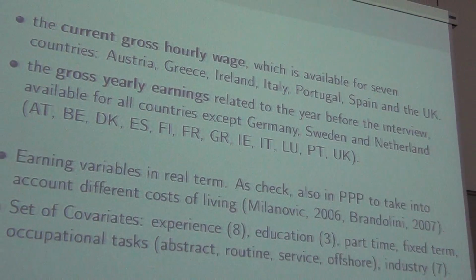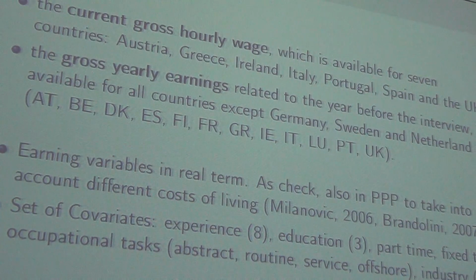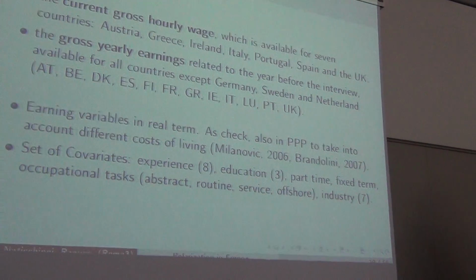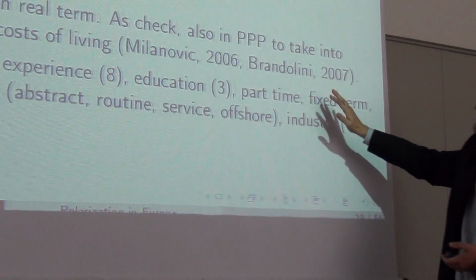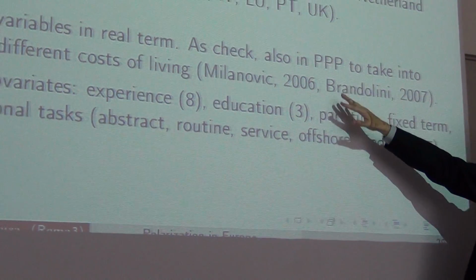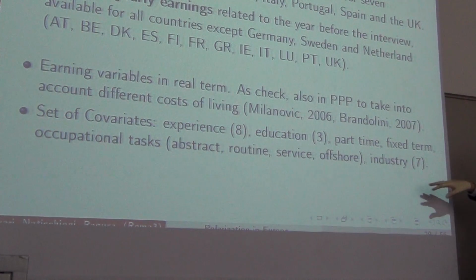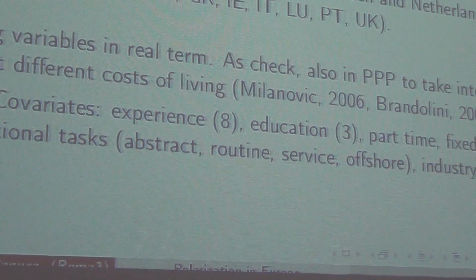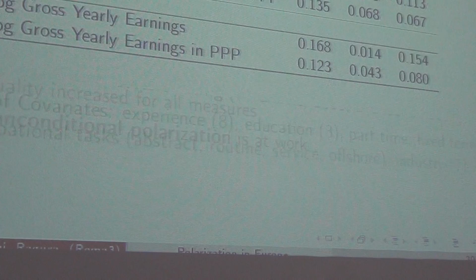Then we use as a check also these incomes in purchasing power parity, because of course in Europe you have important differences. And here is the set of covariates: experience, education, part-time, fixed term, that capture the institution side of the labor market, the reforms that took place in this period, the occupational tasks, abstract, routine, services and offshore, that I told you before, and the industry dummies.